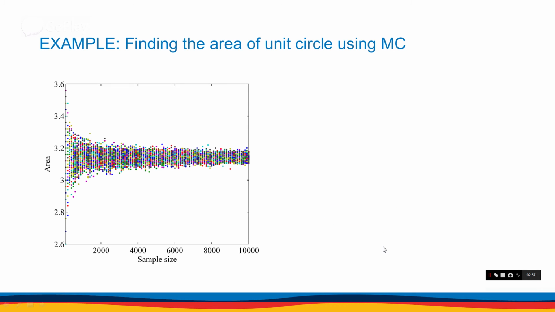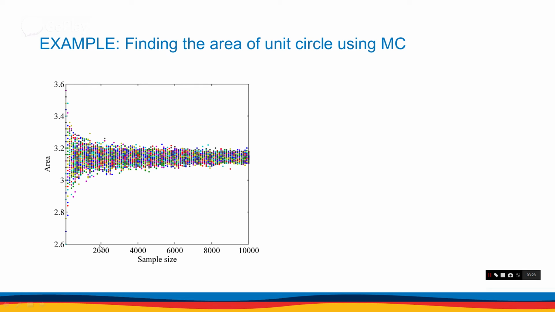Here's the result. So again, we are calculating the area of the unit circle. So the area is pi. In theory, it's pi, 3.14. So that's the ideal, that's the exact area. But, as you can see, for the same sample size, for example, when the sample size is 2,000, we iterate 100 times and we get different results. With 6,000, we iterate 100 times, we get different results.